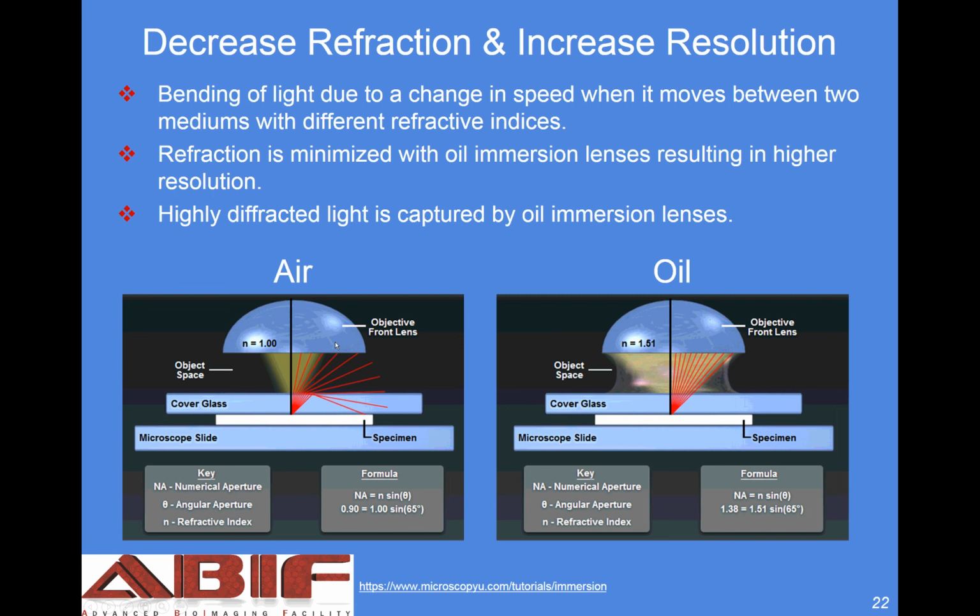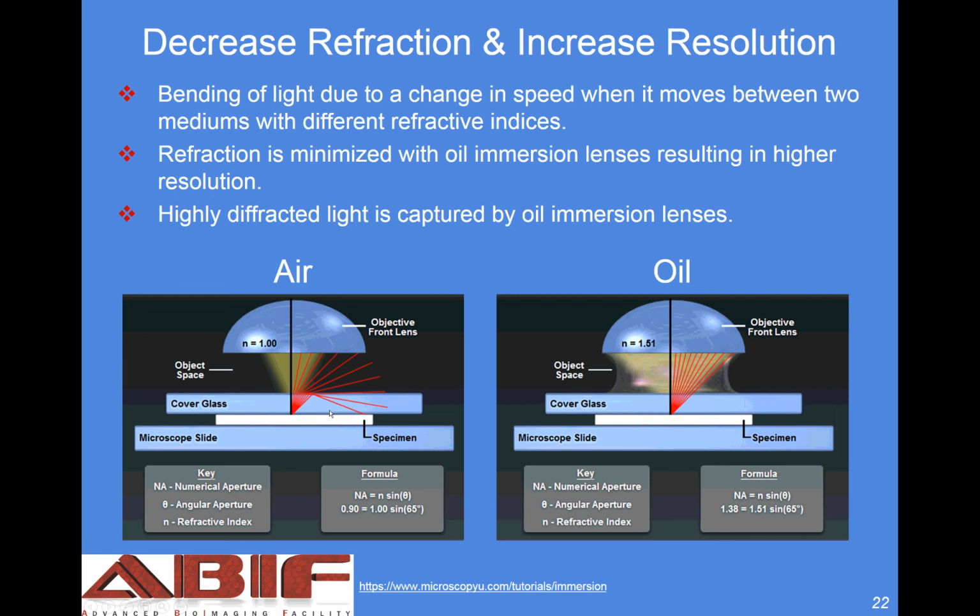And there's even a point where if the light's coming out at a high enough angle, it will actually reflect off the surface between the cover glass and the air, and it will reflect back toward the specimen and not be collected at all. So the air lens can only collect, even though it could have a high numerical aperture, it can only collect the light that is not refracted or reflected outside of the lens.